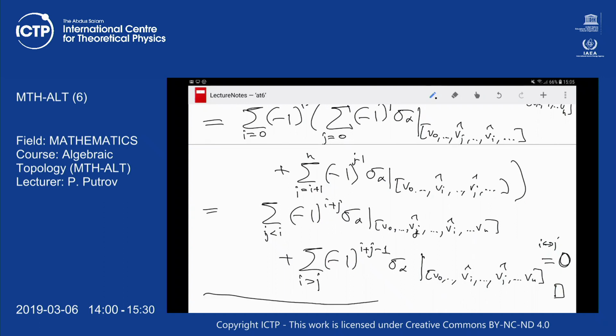Here there is a minus 1, so I can consider this term, the sum over all i, j. I can just relabel: change this i to j and j to i. Then I get exactly the same thing as here, but with an extra minus 1. Any other questions?